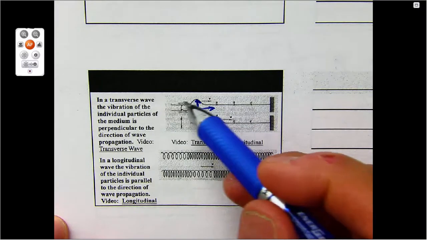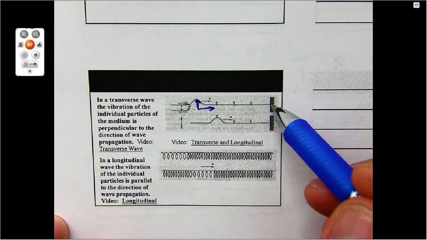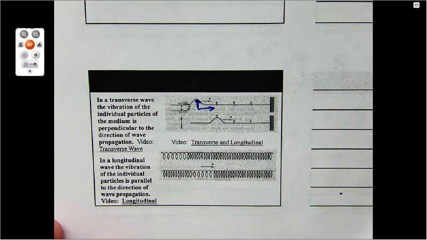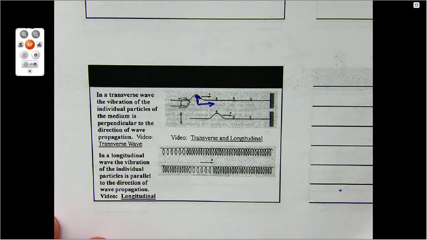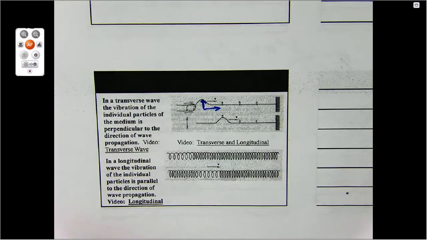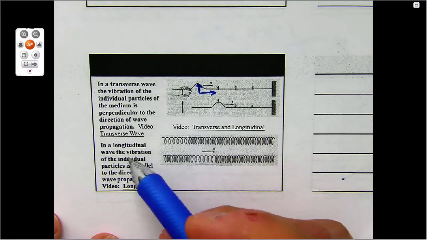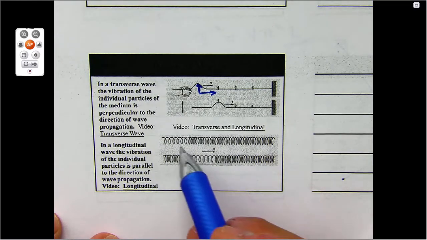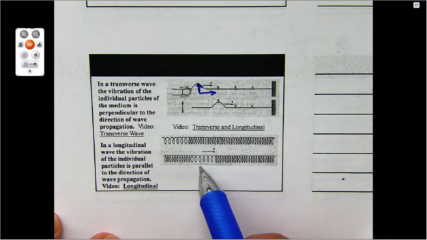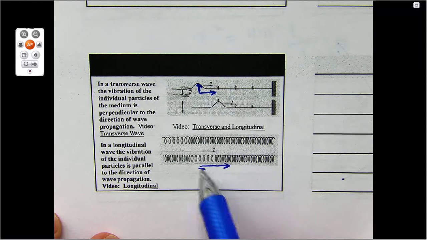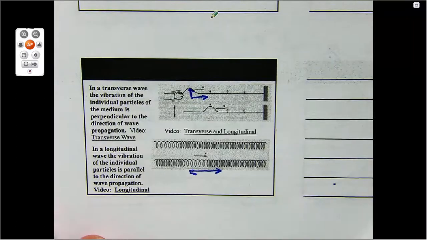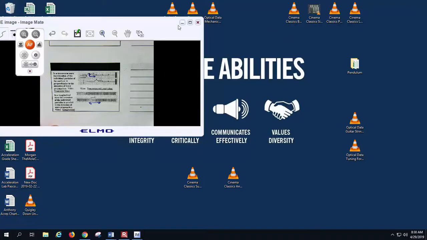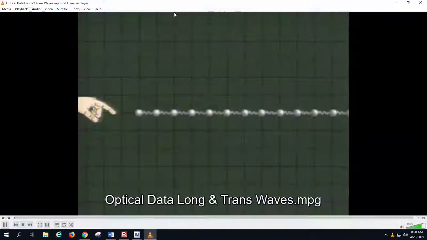What's the wave do when it gets to this end? There's that wall. Yeah, if this is a wall, it's going to come back opposite. I'll show you some video clips of that. In a longitudinal wave, the vibration of the medium is parallel to the direction of the wave. So here you would send this thing down like a slinky. So I'll show you a couple video clips, I think, right here.